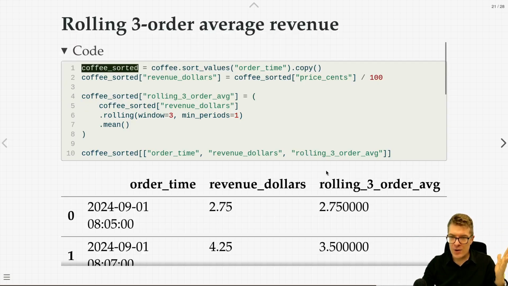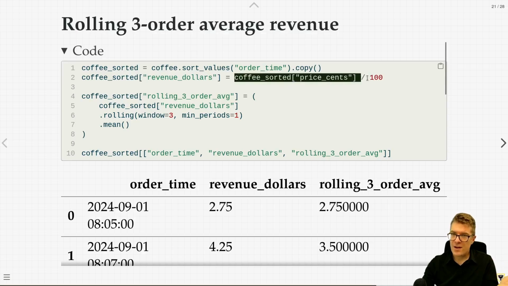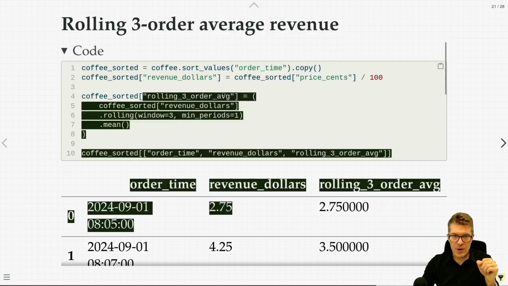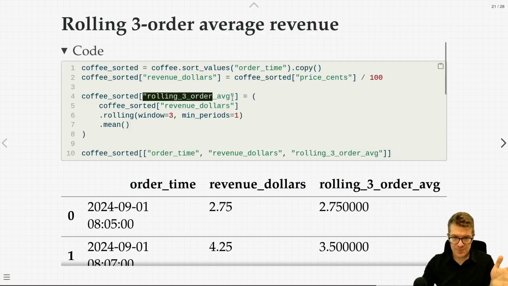We are going to create a new column. So coffee sorted, and if revenue dollars doesn't exist already, this creates it. I'm just going to grab a column that already exists in coffee sorted and divide by 100 to get my numbers in dollars. And this is where I implement the window. For the coffee sorted data frame, which I previously ordered, I'm going to create a new column called rolling 3 order average. And this will be defined within these round brackets.